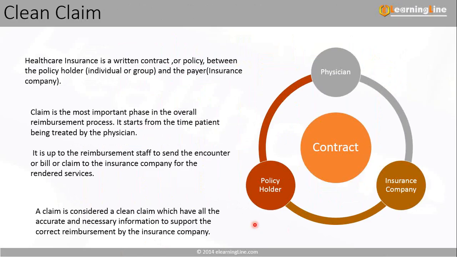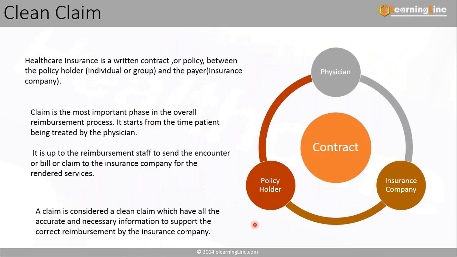It is up to the reimbursement staff to send the encounter or bill or claim to the insurance company for the rendered services. So what services were provided to the patient? A claim is considered a clean claim when it has all the accurate and necessary information to support the correct reimbursement by the insurance company. That means all the necessary information to process the claim is captured as part of the clean claim. Only then is it considered a clean claim.